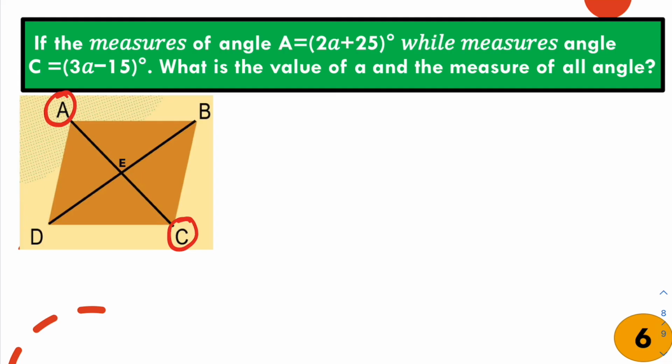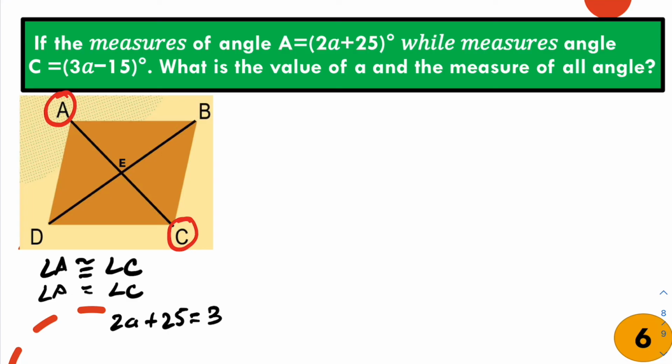Now, according to our properties, opposite angles of parallelogram are congruent. Very good. Therefore, angle A is congruent to angle C according to properties. Then we have angle A is equal to angle C. Then the measure of angle A is 2A plus 25 is equal to 3A minus 15.